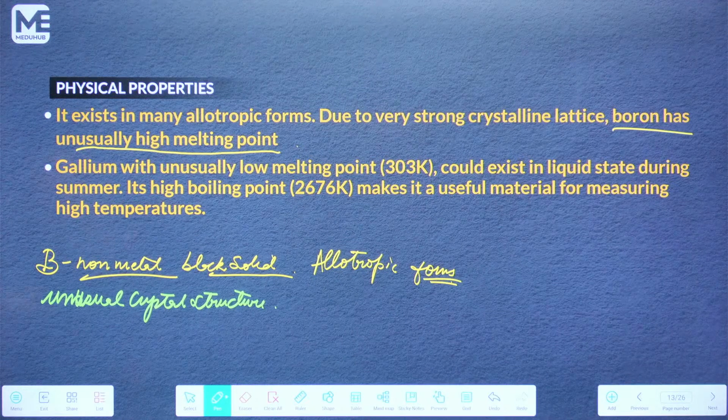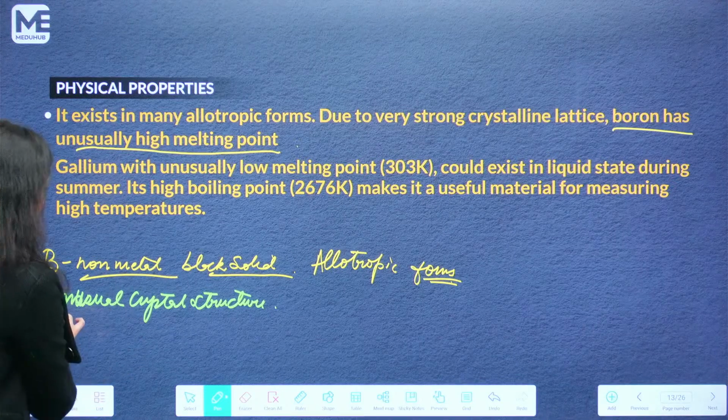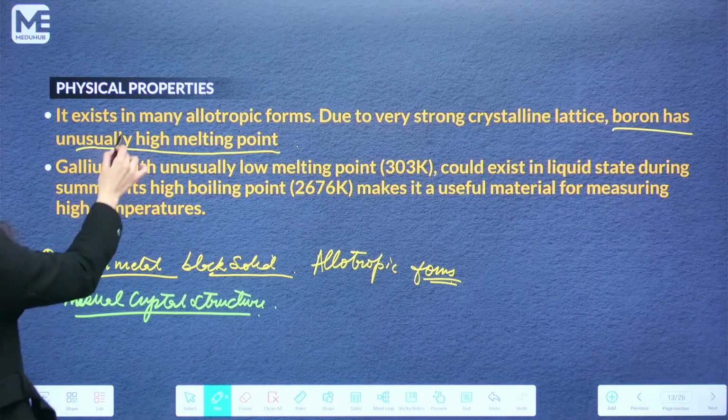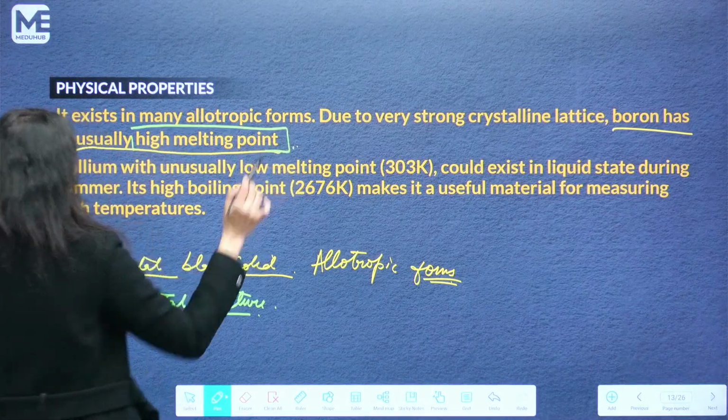So boron is electron deficient. When it forms bonds, it tries to remedy its electron deficiency by forming very complex structures, very complex allotropic structures, and it is very difficult to break the bonds between those complex structures, the force of interaction in that structure, which leads to the unusually high melting point of boron.